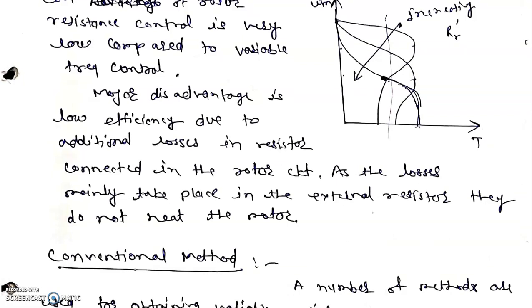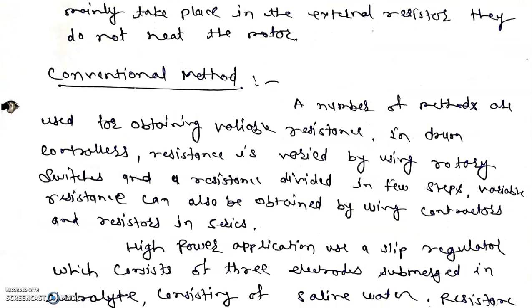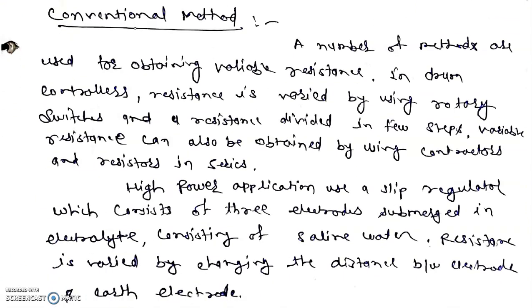There are two types of rotor resistance control method. One is the conventional method. A number of methods are used for obtaining variable resistance, such as a drum controller. Resistance is varied by using a rotary switch, and the resistance is divided into a few steps. Variable resistance can be obtained by using contactors and resistors in series.